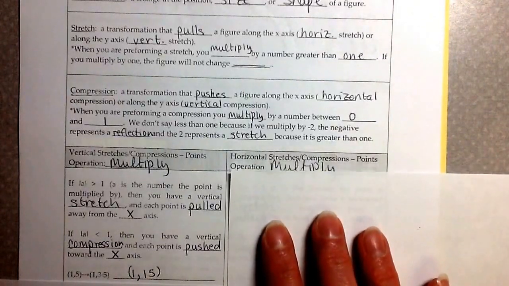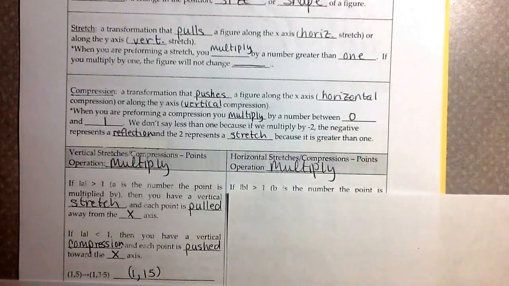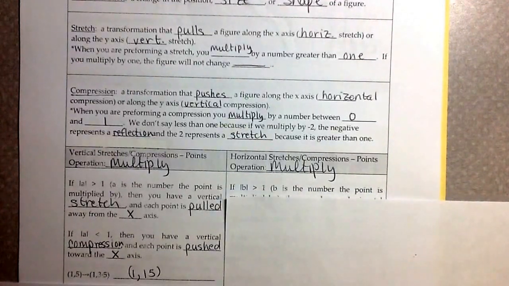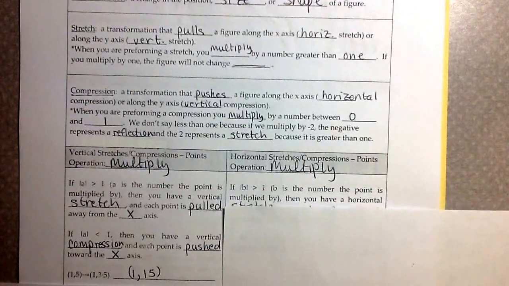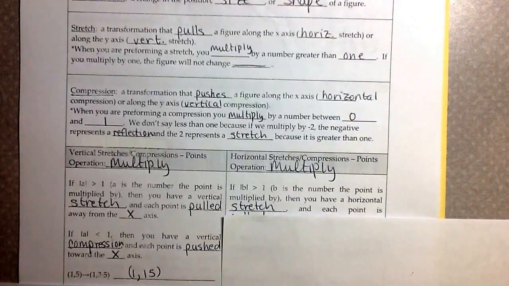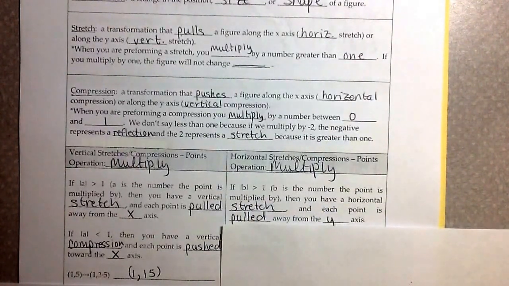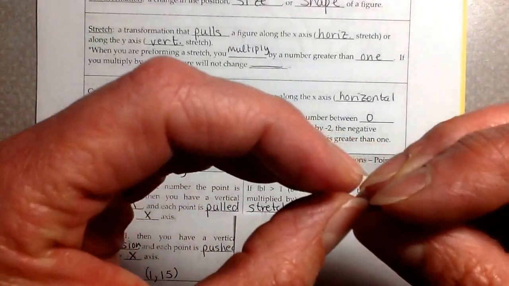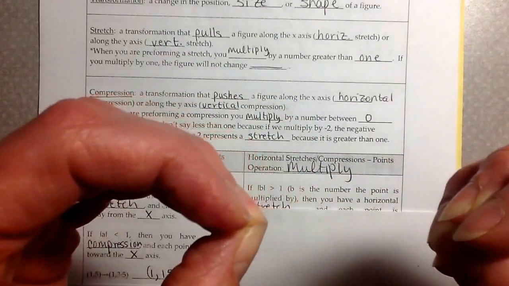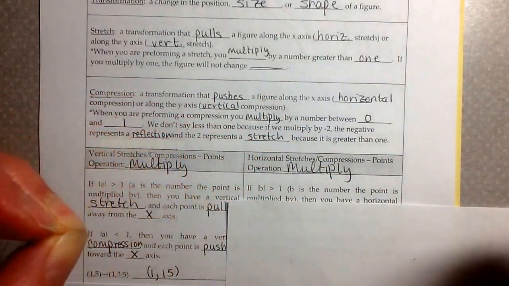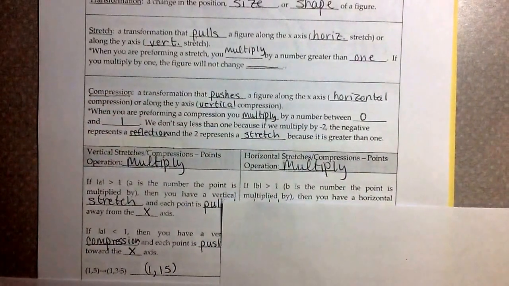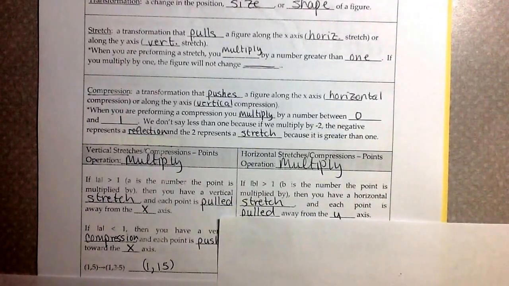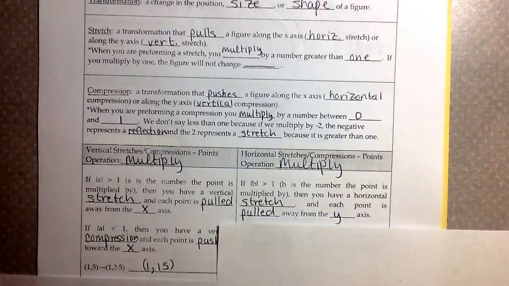Now horizontal stretch or compression, same thing. You're going to multiply. If the absolute value of B, and B is the number that you're multiplying the point by, is greater than 1, then you have a horizontal stretch, and each point is pulled away from the y-axis. So again, think of a coordinate plane. I'm taking my hands here. I'm pulling it. So a horizontal stretch is going away from the y-axis. Along the x, away from the y. It's a horizontal stretch, and each point is pulled away from the y-axis.